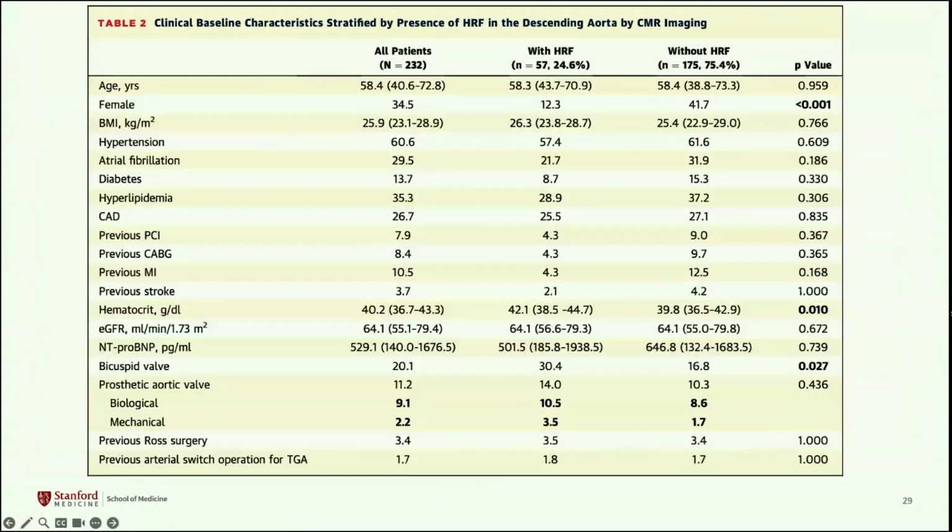And so as we look at this population, you can see similarities between the patients with holodiastolic flow reversal, what they define as severe aortic regurgitation, and without, in terms of some of their baseline characteristics, except for their sex. And then down here, you can see, except for NT-proBNP and the hematocrit as well.